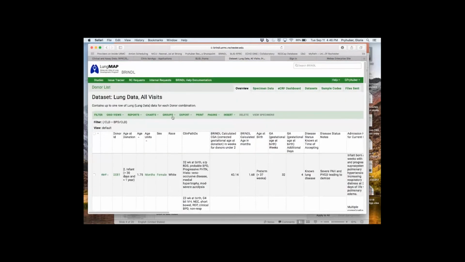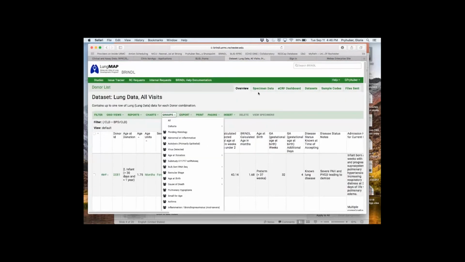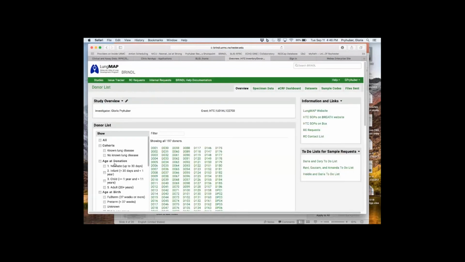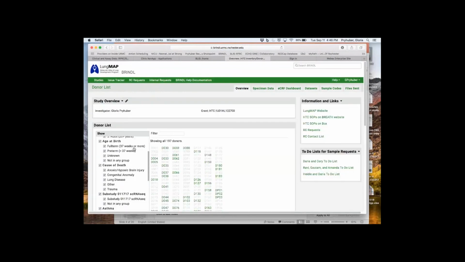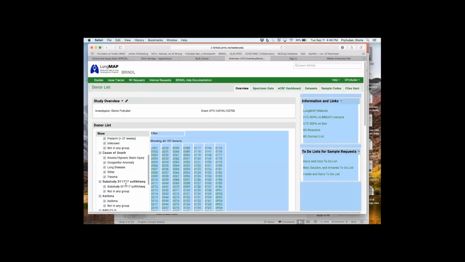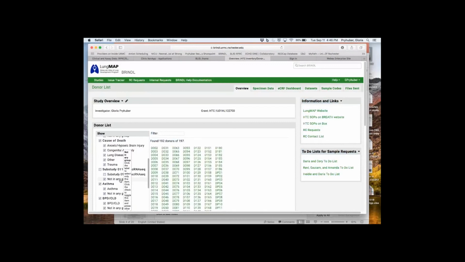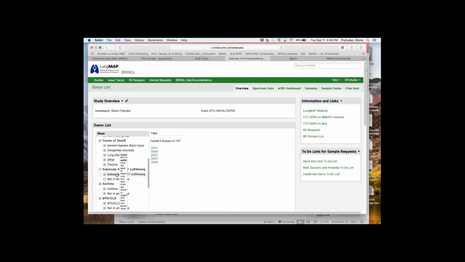So I'm sorry, what are you saying? Oh, back on the overview back here? Yeah. So when it says not in any group, that means not in these three groups for age of birth. Okay, so not in any group. If I click on that one, it brings up 192 because there are 5 that are actually in that sub-study. See what I mean? So not in any group just refers to that group.